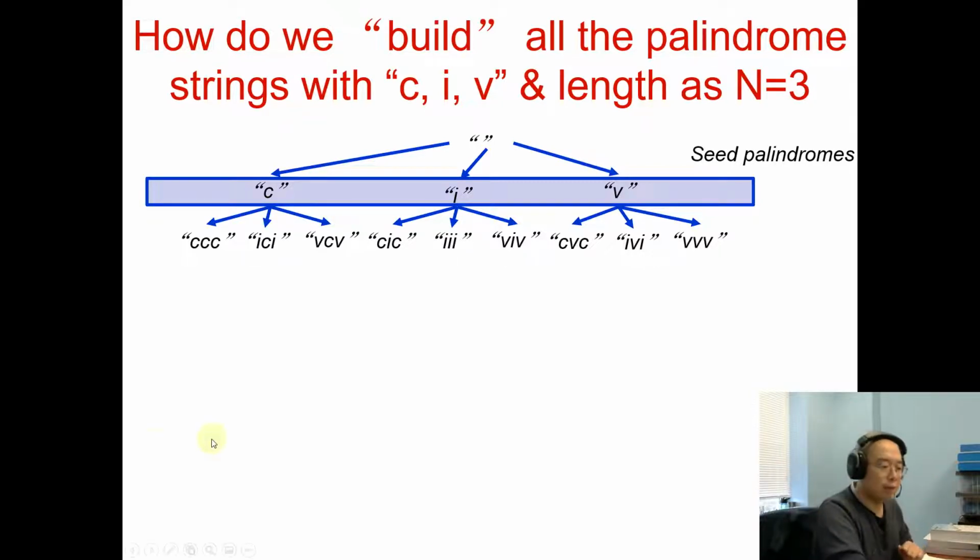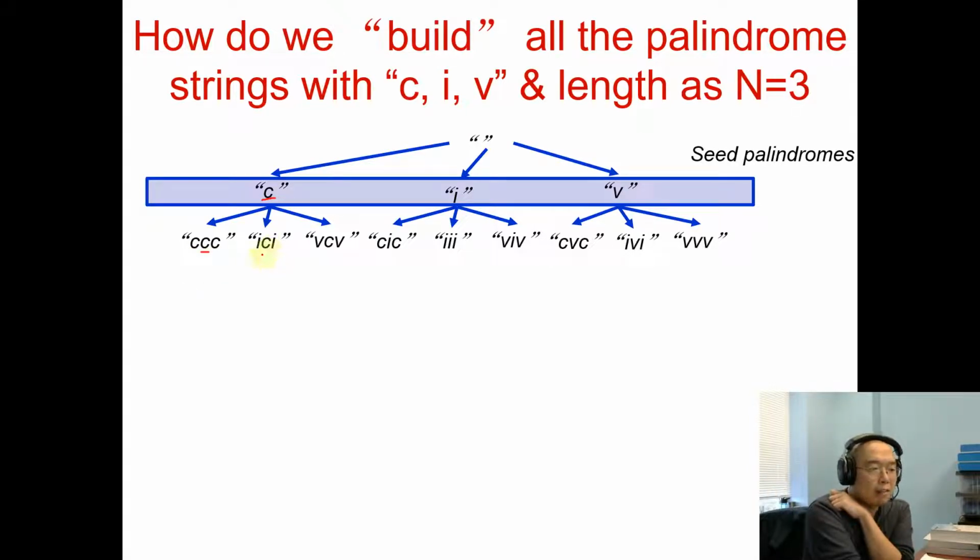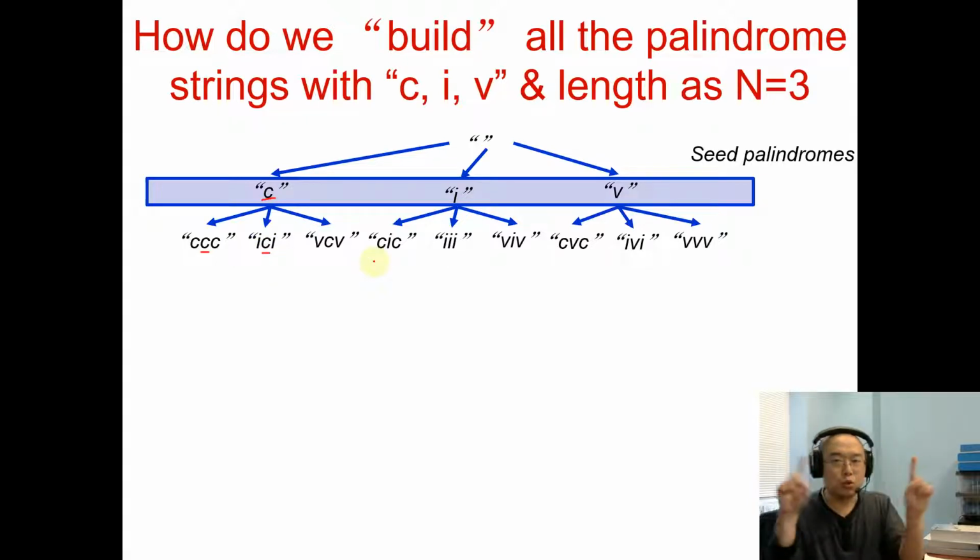So what do I mean? Let's say we start from C, right? We start from the C, using C in the middle. If we add C and C at the beginning and the end, we expand a palindrome of length 1 into a palindrome of length 3, because we add 2 C's at the beginning and at the end. And how about this C, but if we add 2 I's?